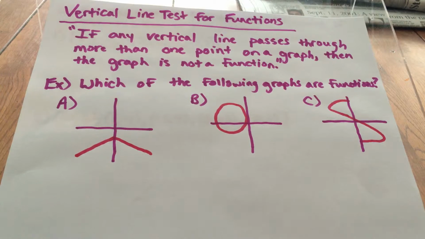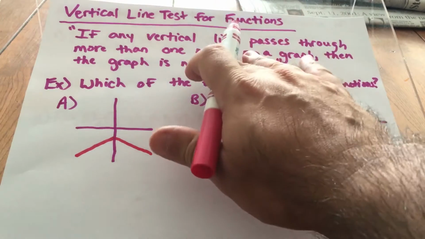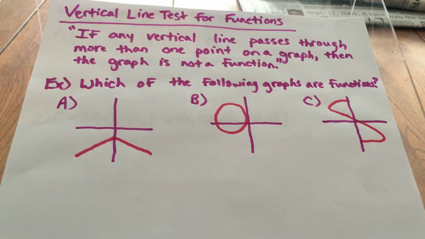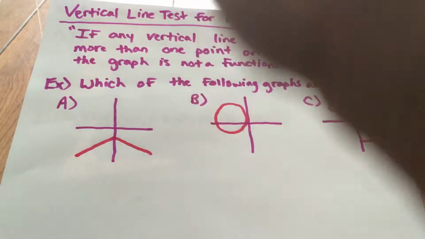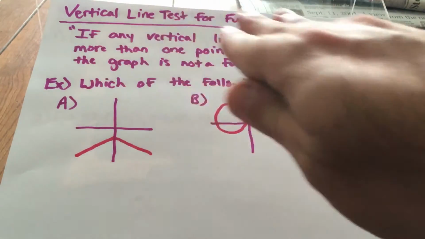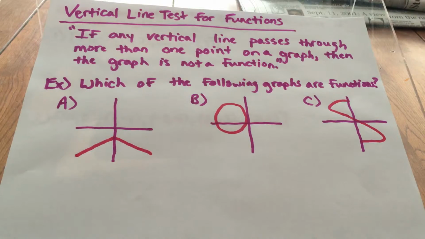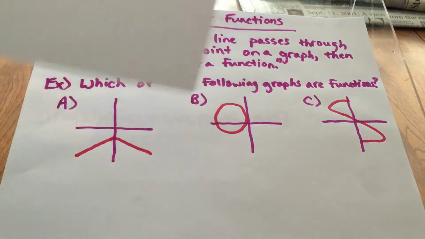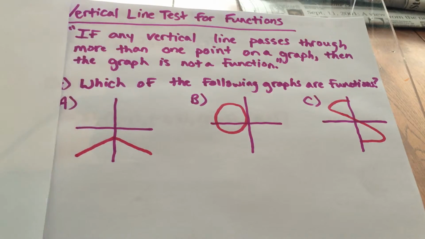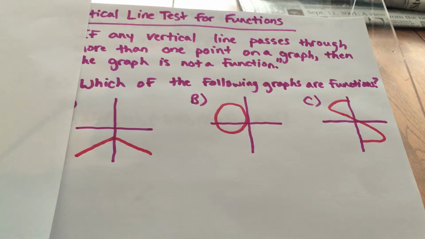All right, and this will work for any function throughout the course. Basically, what we have here is this quoted part that says, if any vertical line passes through more than one point on a graph, then the graph is not a function. All right, so that asks you to know what a vertical line means. Remember, vertical is up and down, horizontal is side to side. So if we have a vertical line, in this case, I'll use the edge of a sheet of paper to show you. You have a vertical line.